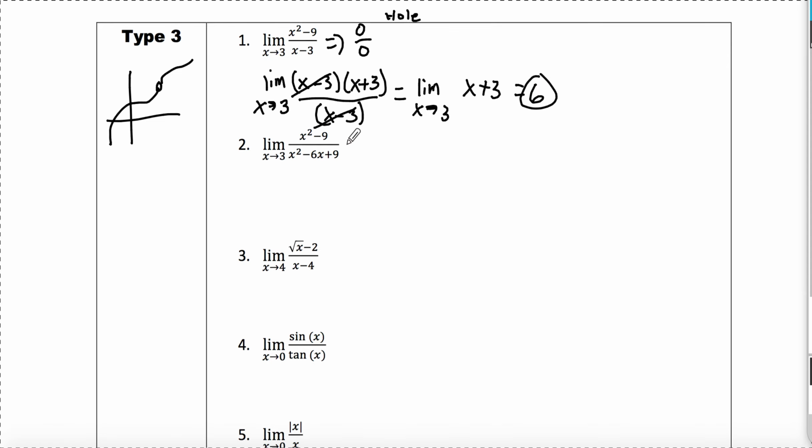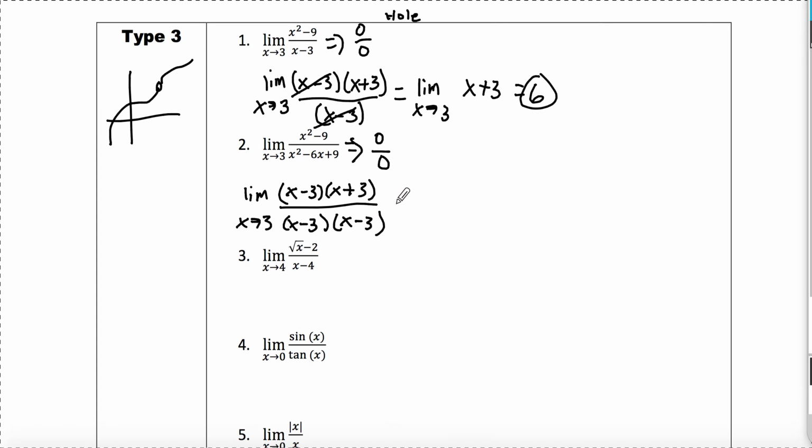It's a useful tool. Let's take a look at this one. If I plug in 3, I get 0 in the numerator again. 3 squared minus 18 plus 9. That's also going to give us 0 in the denominator. We got another hole. So let's take a look and see what we can factor. So the numerator factors into x minus 3, x plus 3 over x minus 3. What else? x minus 3, and then, oh, look at that. It's x minus 3 and x minus 3.